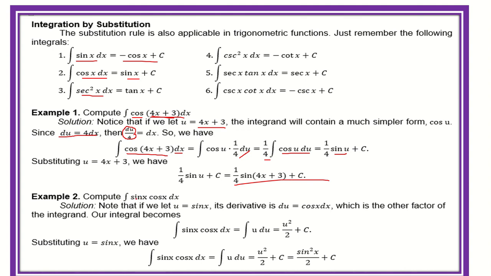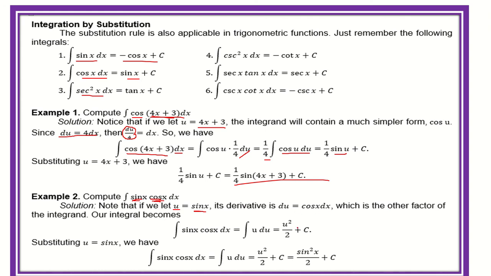Then, compute the integral of sine x cos x dx. So, ito naman, dalawa. So, pwede nating sabihin that if u is sine x or u is equals to cosine x, they are related actually. Pwede ang u dito sa sine x, pwede rin ang u dito sa cosine x. So, ang derivative niya ay du is equals to, tingnan natin ang sine x. Ang derivative ng sine x ay cosine x. That is cosine x dx.